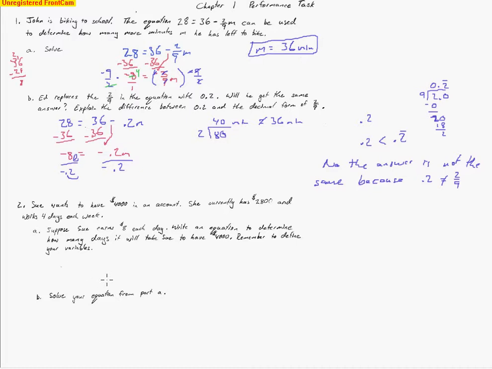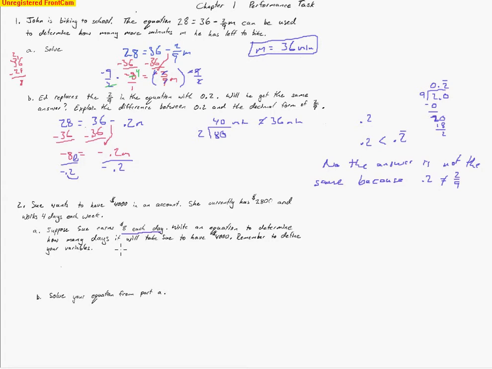The next problem says that Sue wants to have $4,000 in an account. She currently has $2,800, and she's working 4 days each week. Suppose Sue earns $8 a day. We're going to write an equation to determine how many days it will take her to have $4,000. Remember to define your variables.